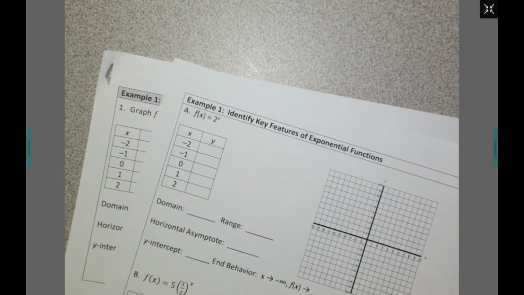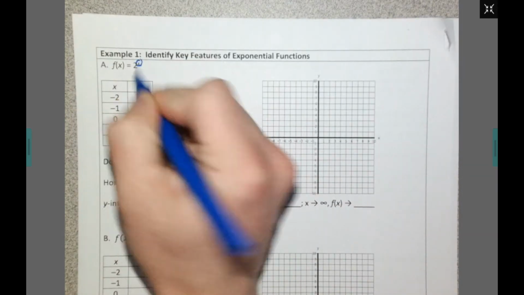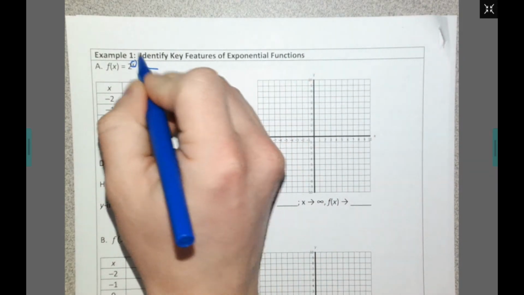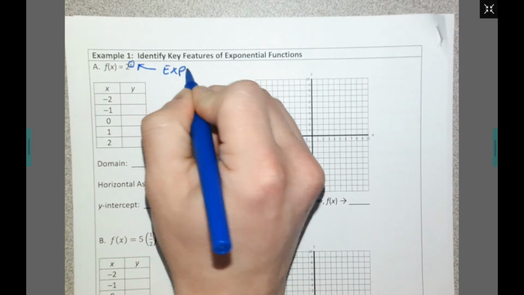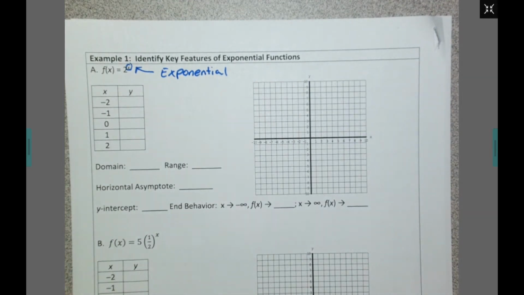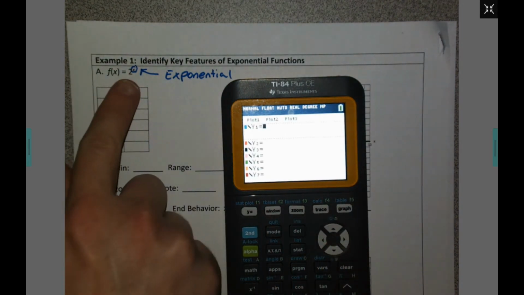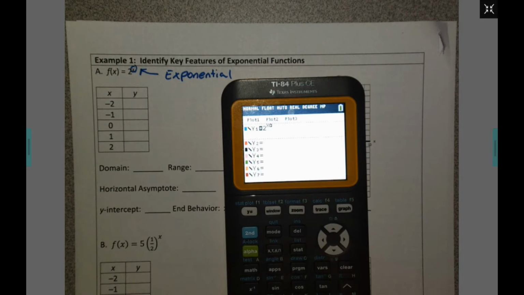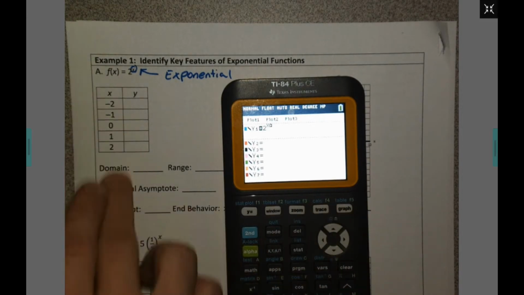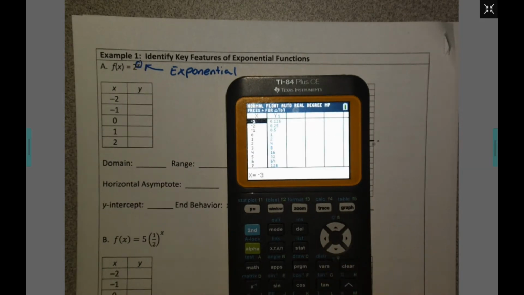So the first thing we're going to do here is graph them, and this year we're just going to use calculators to do this. So our first function is f of x equals 2 to the x power. Again, since our exponent is x, that tells me that we have an exponential function going on here. So to use the graphing calculator, turn it on, go to y equals, and type this function in. So we are going 2 to the x power. From there, we can get our table of values by hitting second table. And now we can figure out what our values are.